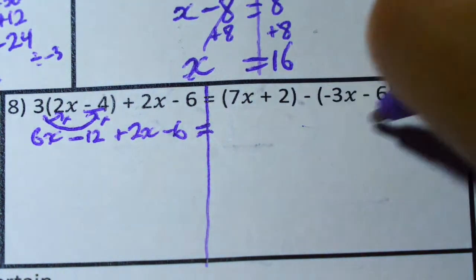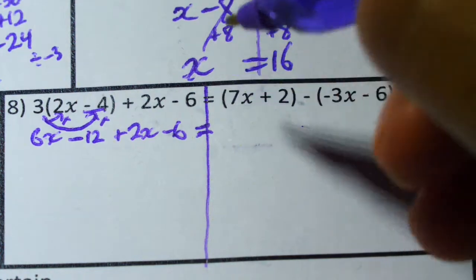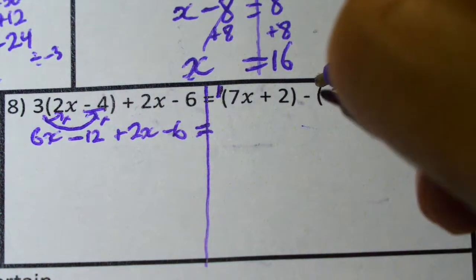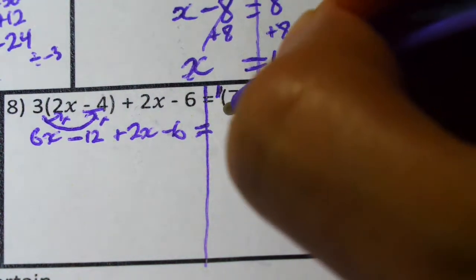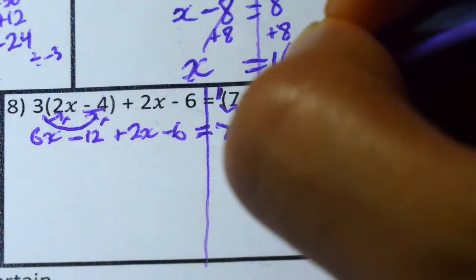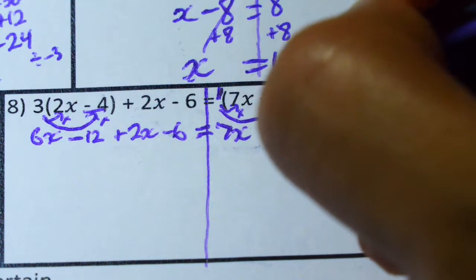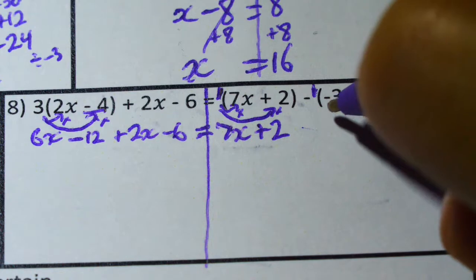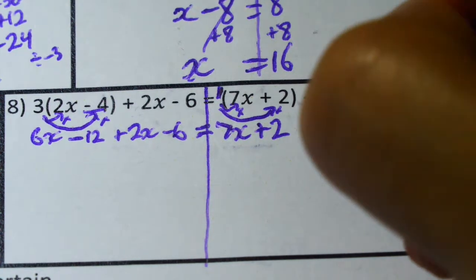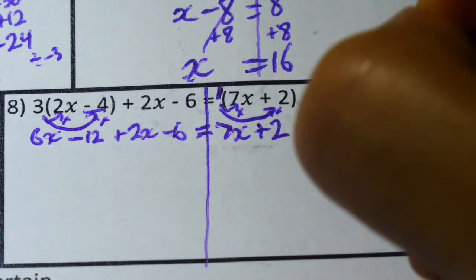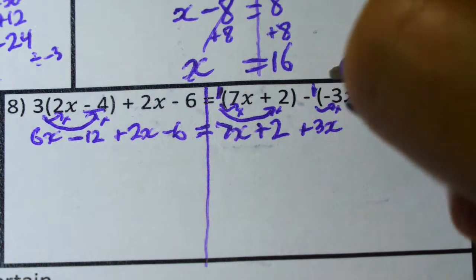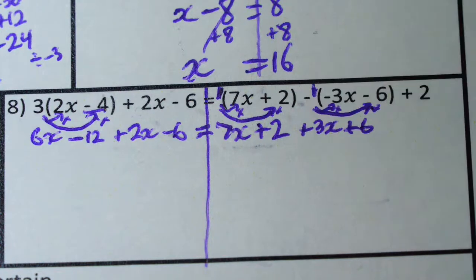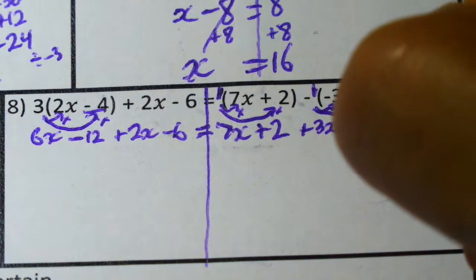Now we have brackets here. There's no number next to the brackets, so it's going to be just the number 1. No number here, so I'm going to put a number 1. 1 times 7x, 7x. 1 times plus 2, plus 2. Minus 1 times minus 3x is plus 3x. Minus 1 times minus 6 is plus 6. And we also have this plus 2 here.